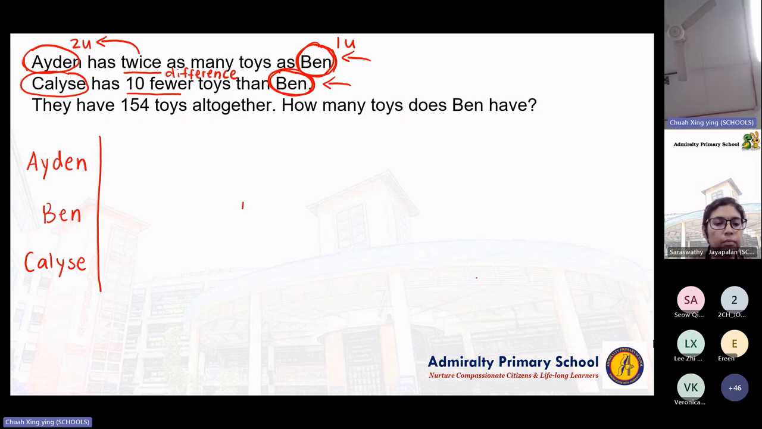Now let's come back to the first sentence. Aiden has twice as many toys as Ben. Meaning, just now we already said, Ben has 1 unit, where Aiden has 2 units. That's the meaning of twice.